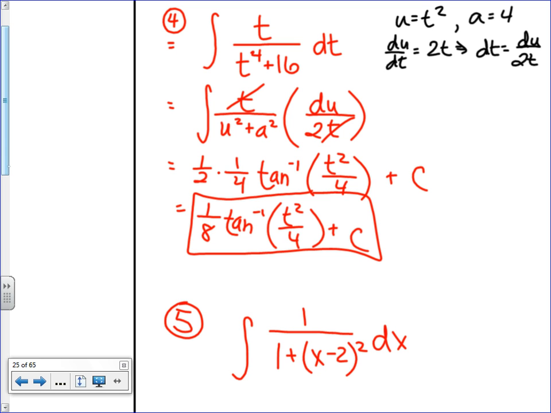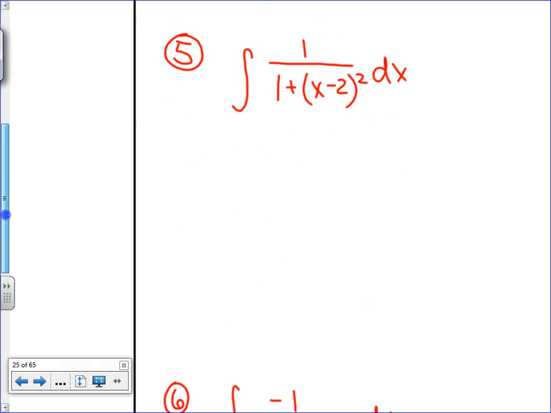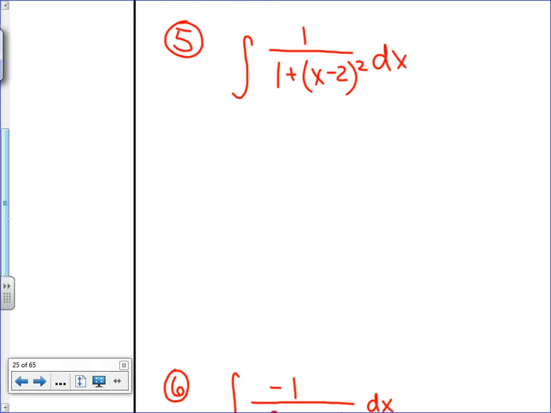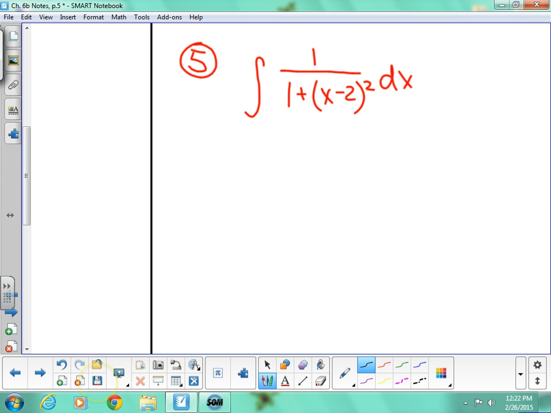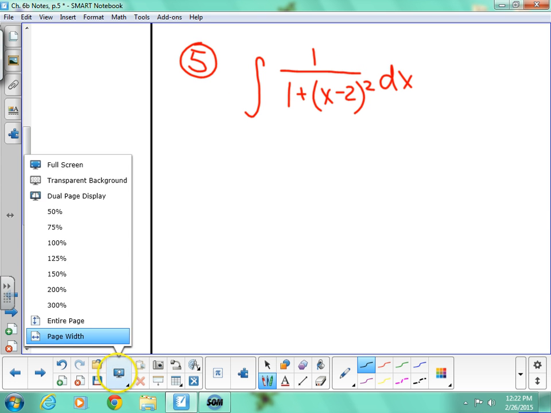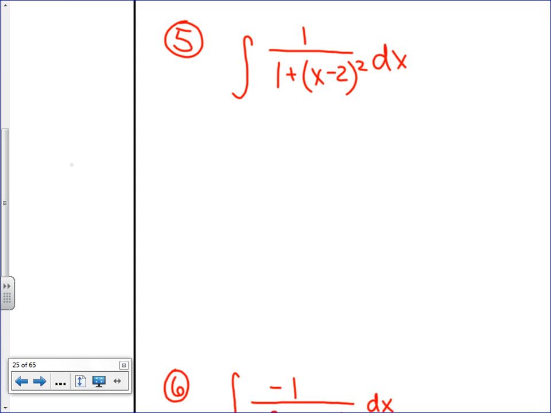You guys notice it's 1 over, so I don't think it's going to be u sub. Not in the traditional sense of pick the whole denominator. Giving you 15 more seconds, and then I'm coming. It's been 15, right? My turn.